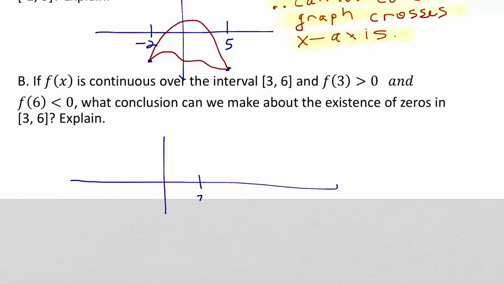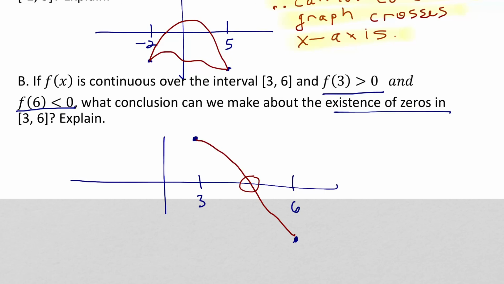So we've got 3 and we've got 6, and we're told that our graph is continuous between 3 and 6. We're told that f of 3 is positive, so somewhere up here, and f of 6 is negative, so somewhere down here. And we're asked what conclusion can we make about the existence of zeros in 3 to 6. Well, one thing we know is that somewhere in there, in order to get from here down to here, it had to have crossed somewhere.